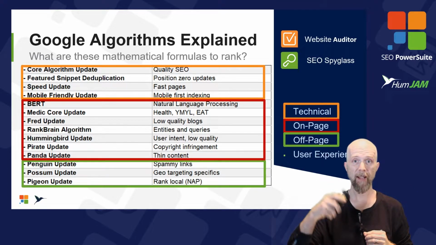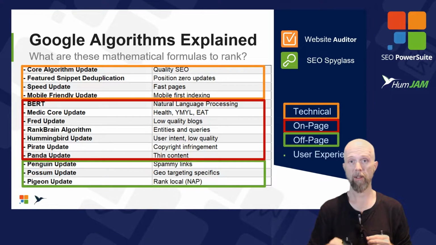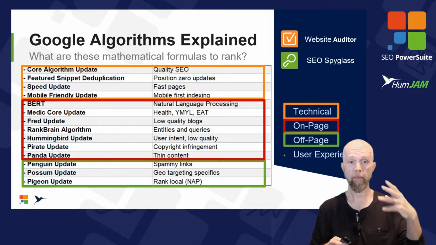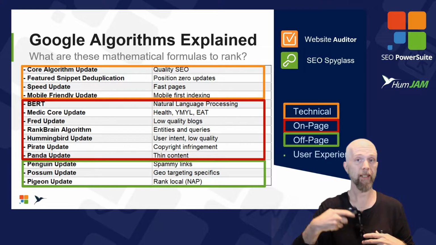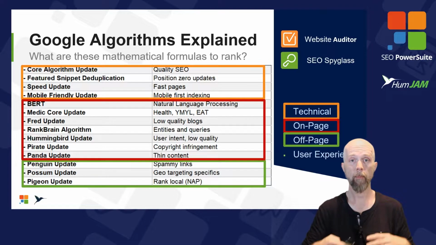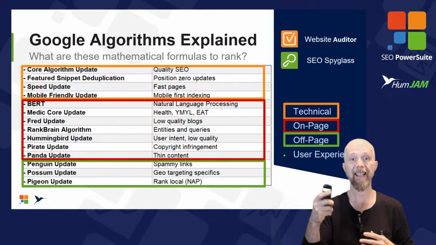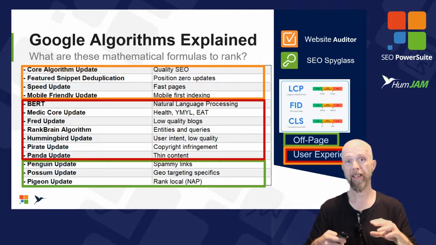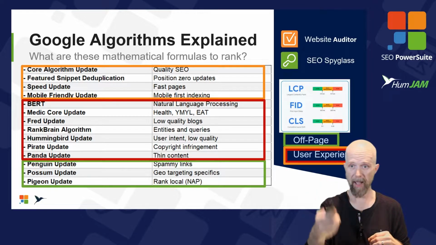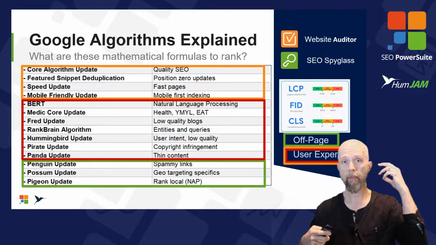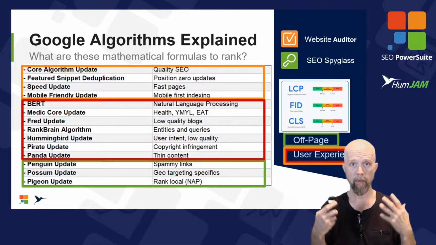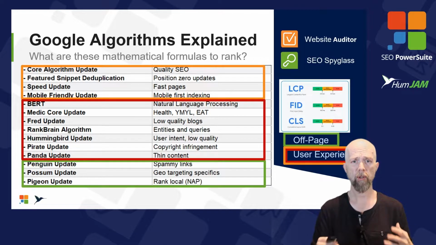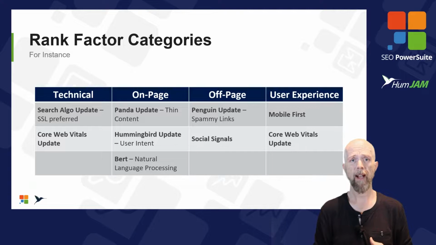Now, off page, Penguin update, spammy links. So if you're disavowing links or looking at the backlinks, and we're going to look at that as well, spammy links. Possum update, geo-targeting. Pigeon update, NAP. NAP stands for name, address, phone number. You want to make sure all that is correct. Again, that's off page. And user experience is a new ranking algorithm that is looking at LCP, which is largest contentful paint, meaning how fast can the page show up? How well is it being perceived by the end user? So this user experience is a big ranking factor now as well.